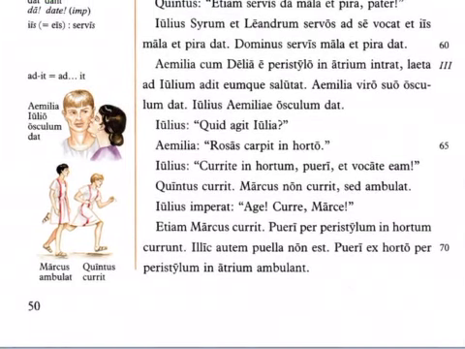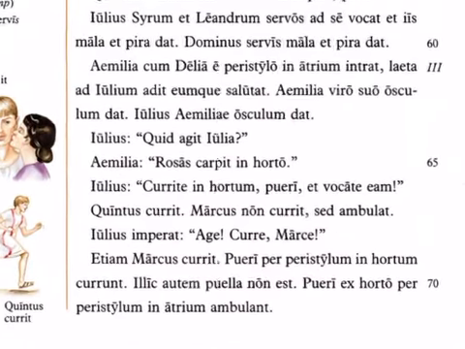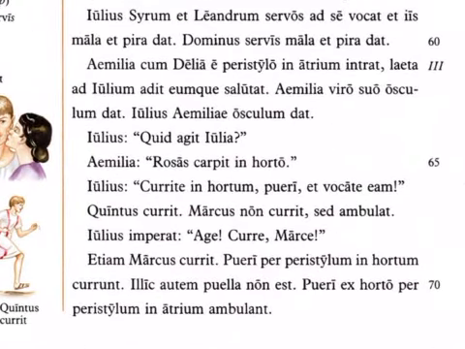We're at Section 3 today, starting in line 61. We see in the margin, Aemilia Julio osculum dat. Aemilia gives a kiss to Julius. That Julio is that new dative case. We see Marcus ambulat, Quintus currit. Currit is a new verb. Quintus is running.